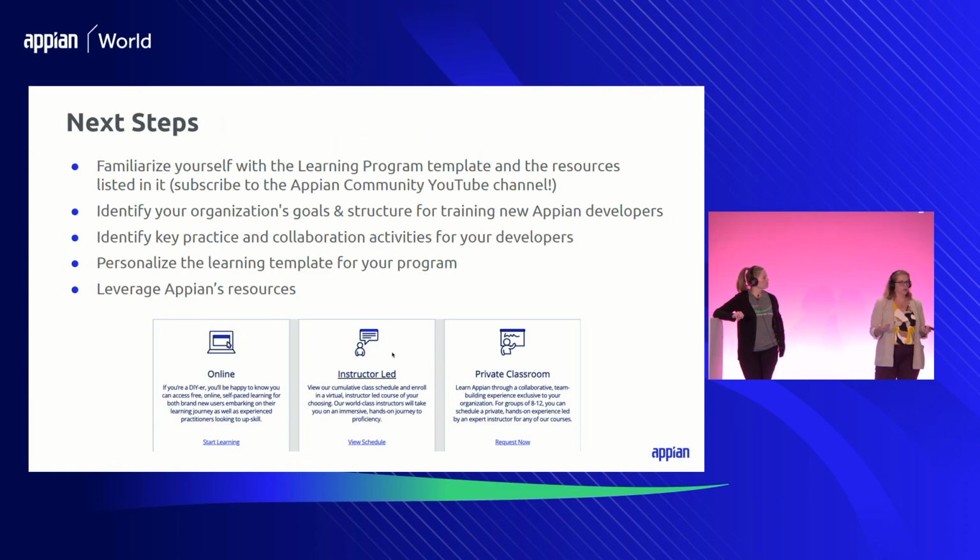Important to identify your organization's goals. Do we want to have our developers project ready but with support within 6 months, or do I need this person on this project by a certain time? What do we need to do to get them there? And then start structuring that. Identify how you're going to include that practice, especially org-specific practice, letting them understand what your company's business problems are or your customer's business problems are. And then start personalizing that learning template for each developer.